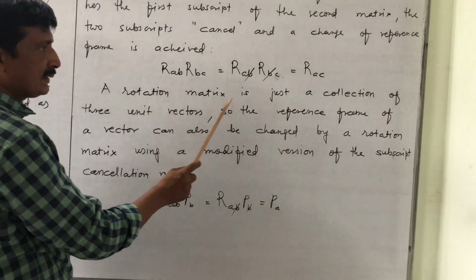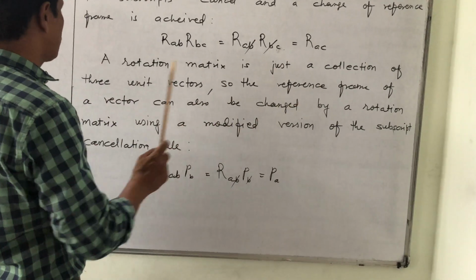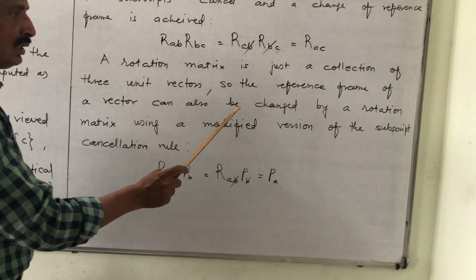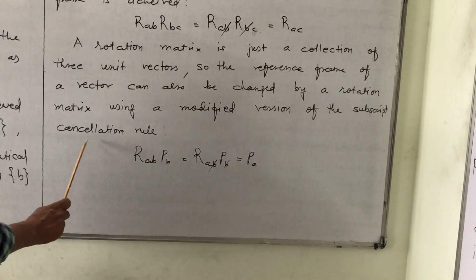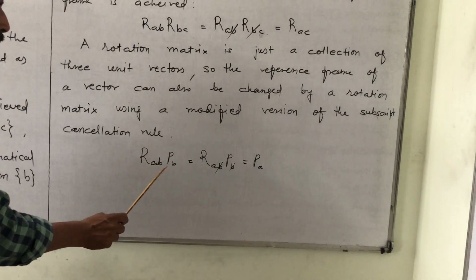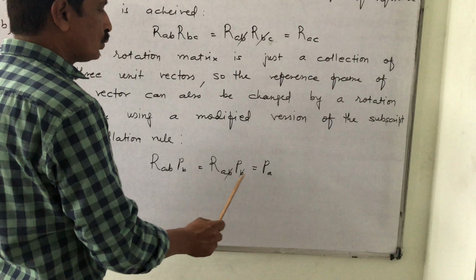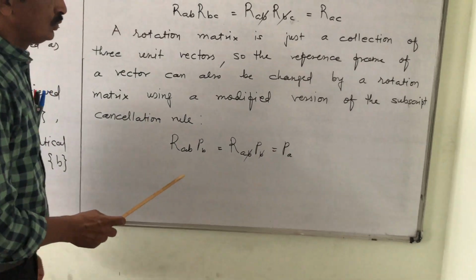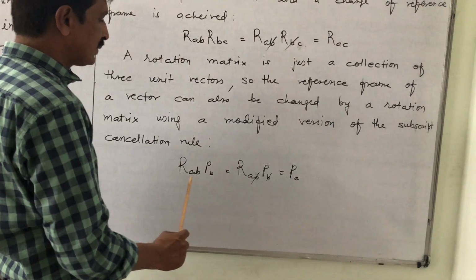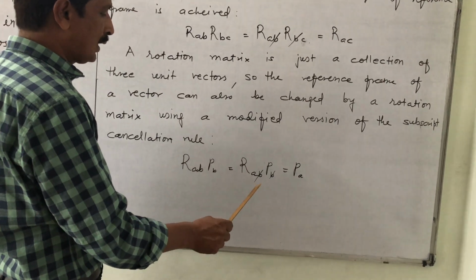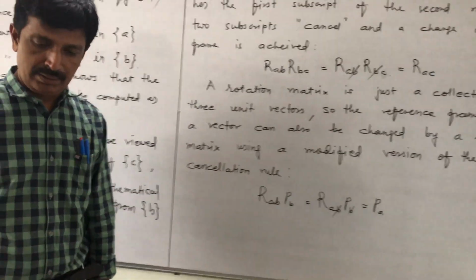A rotation matrix is just a collection of three unit vectors, so the reference frame of a vector can also be changed by a rotation matrix using a modified version of the subscript cancellation rule. RAB into PB, with the B's cancelling out, gives PA. So if we convert PB into reference frame A, this rule helps: RAB into PB gives PA in reference frame A. Got it.